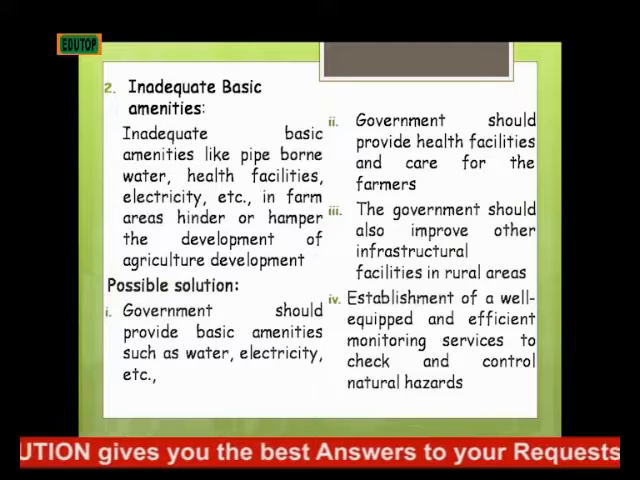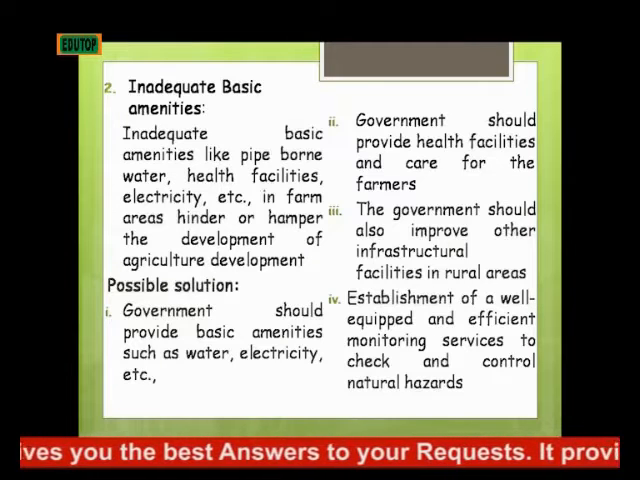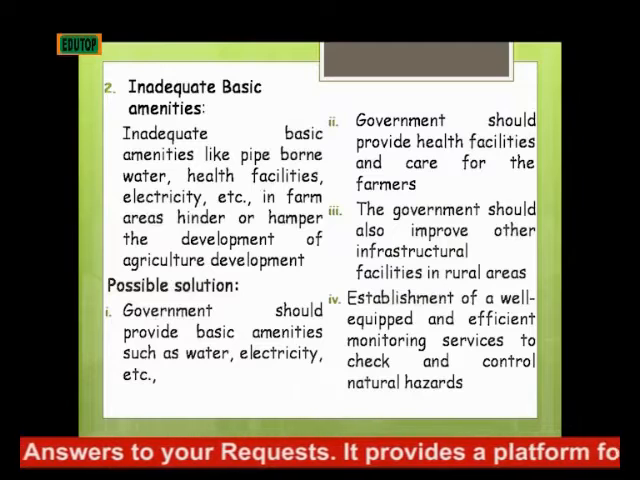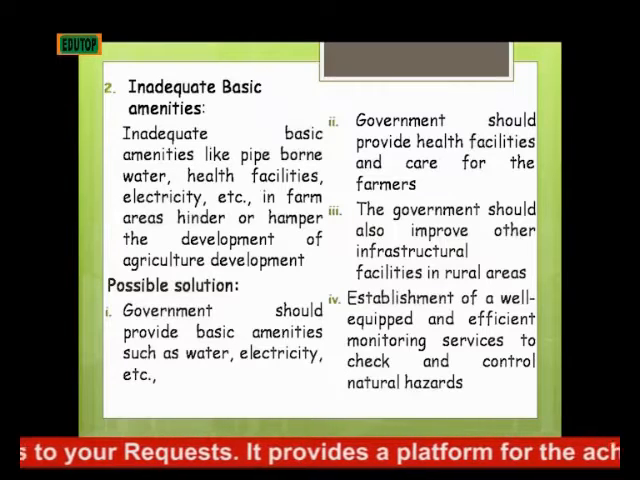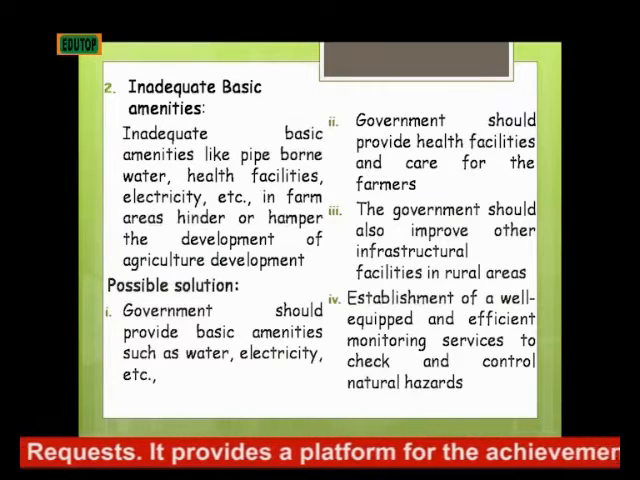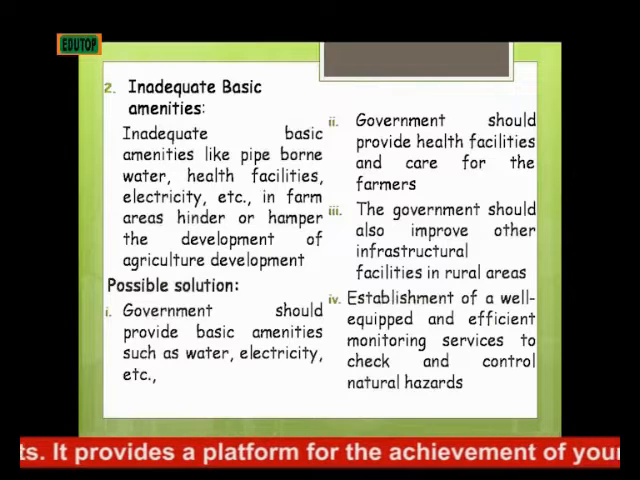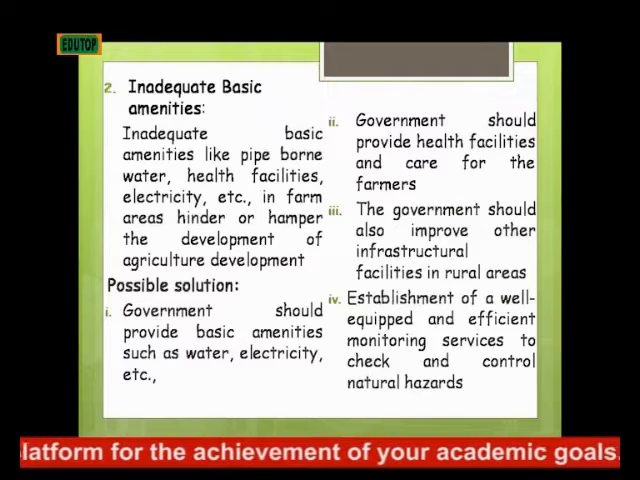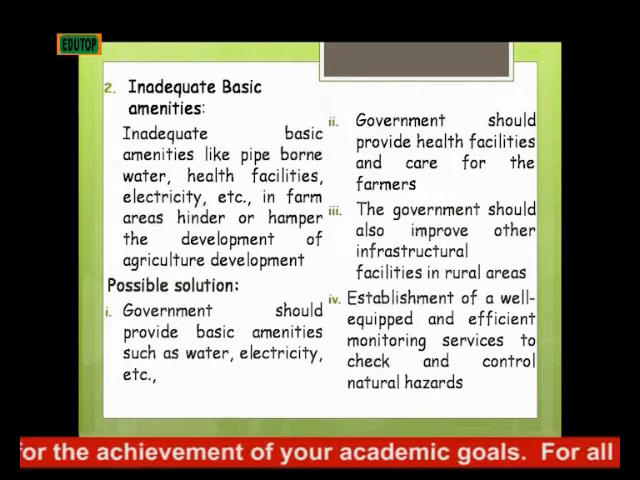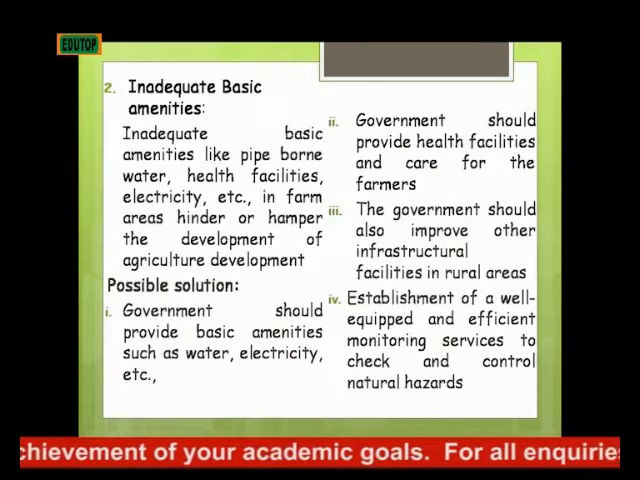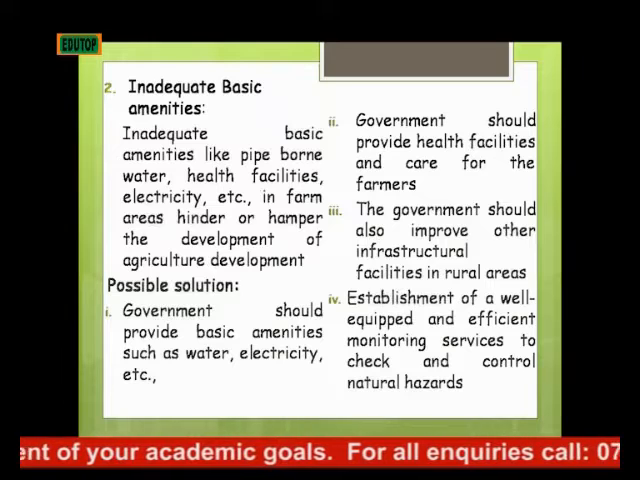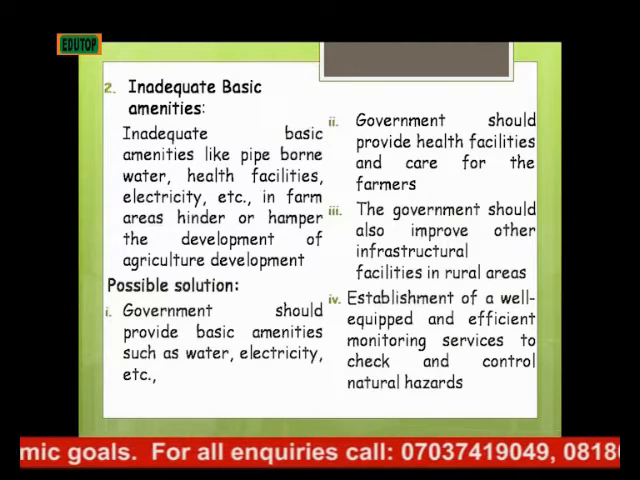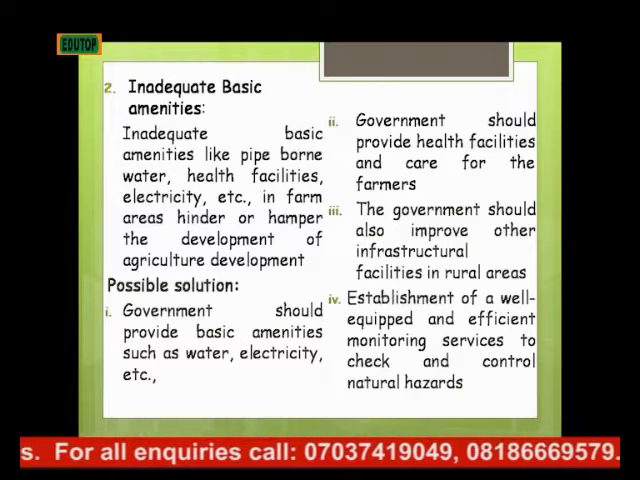Now, what are the possible solutions? Government should provide basic amenities such as water, electricity, and health facilities, so that they will ameliorate and improve the living condition of the farmers in the farm. Then 2, government should provide health facilities and care, that is, health care for the farmers. 3, government should also improve other infrastructural facilities in rural areas.